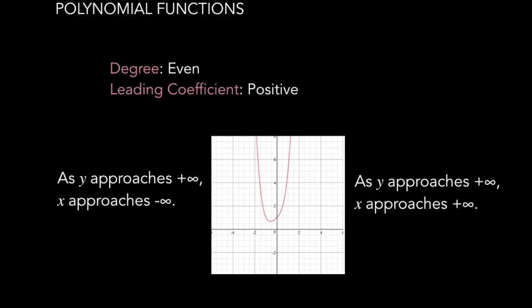The third one shown here is an even degree and a positive leading coefficient. In the graph, as y approaches positive infinity, x approaches negative infinity for the part of the line on the left side, and as y approaches positive infinity, x approaches positive infinity for the part of the line on the right side.